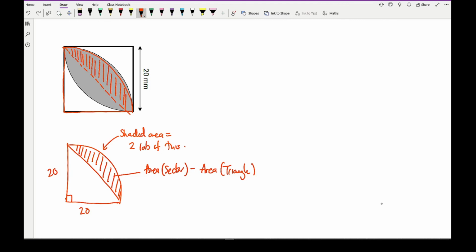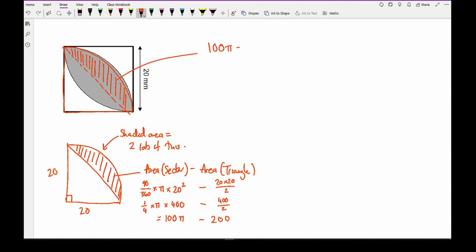Now to work out the area of the sector, that's going to be 1/4, or 90 over 360, times by 2. Actually, no, it's not. It's going to be times by pi times by 20 squared. And if I simplify that, that's going to be 1/4 times pi times 400, which equals 100 pi. Then I take away the area of the triangle, which is 20 times 20 divided by 2, which is 400 divided by 2, which gives me an answer of 200. So one of these shaded areas is going to be 100 pi take away 200.